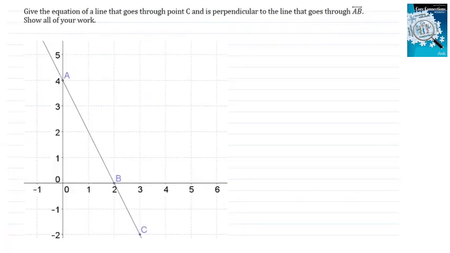Give the equation of the line that goes through point C and is perpendicular to the line that goes through line AB. Show all of your work. So the general idea here is I've got this line AB, and I want to come up with the equation of a line that comes out of C like this and forms a right angle. So this is the line that we're looking for. What is it exactly? What's its y-intercept?